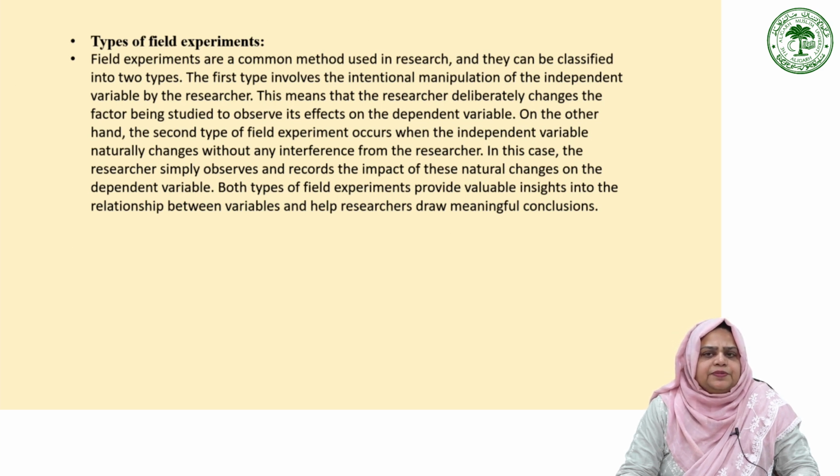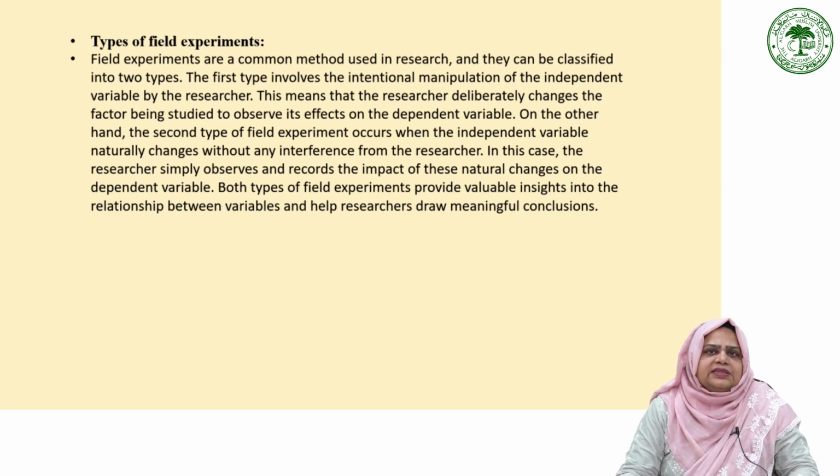Basically, there are two main types of field experiments. One is those where the researchers intentionally manipulate the variable being studied, and those where the change occurs naturally without any interference. In the first type, the researcher purposely alters the conditions to observe the impact on the subjects. For instance, if someone wanted to investigate how the inability to read a newspaper affects individuals, they could conduct a field experiment by deliberately restricting access to newspapers for a group of participants.